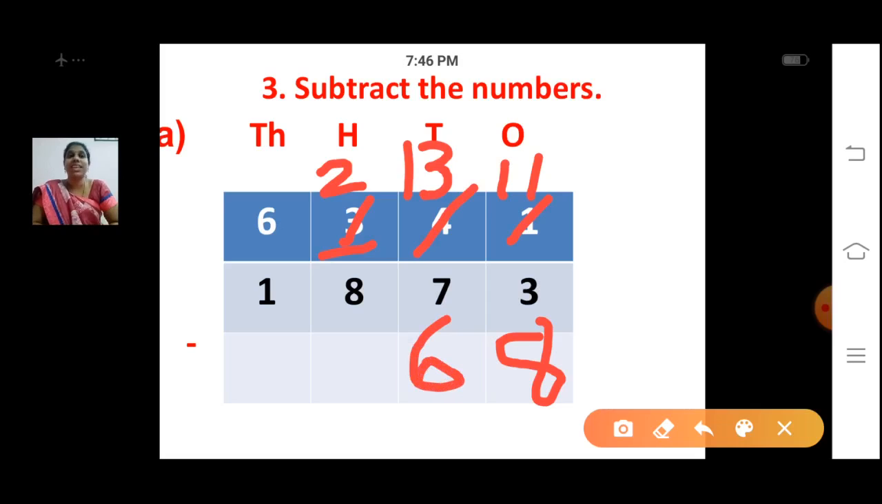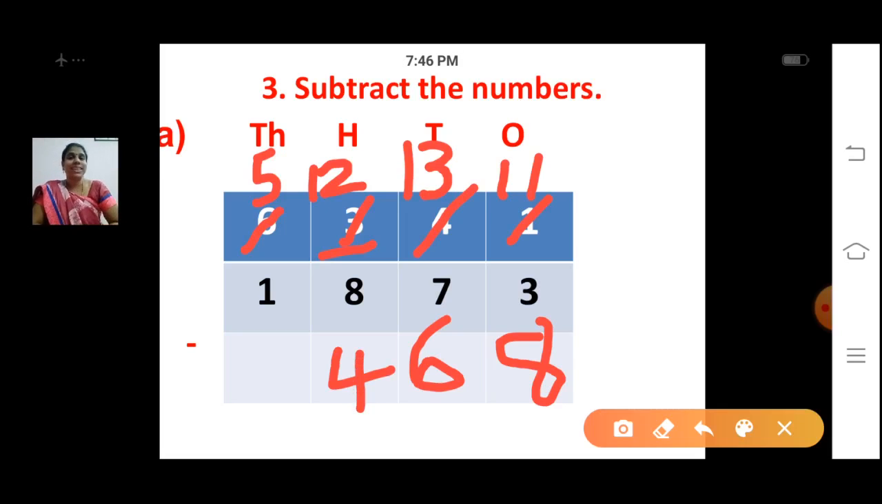Now let's subtract the hundreds place. Can you subtract 2 minus 8? No. So what should we do now? Borrow from the left of that. We have the thousands place to the left, right? So now we'll borrow from the thousands place. We have 6 in the thousands place. If I give 1, my thousands place will become 5 and my hundreds place will become 12. So 12 minus 8. After 8, 9, 10, 11, 12. So 4. 12 minus 8 is 4.